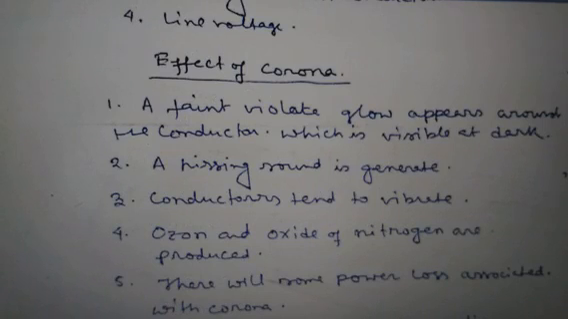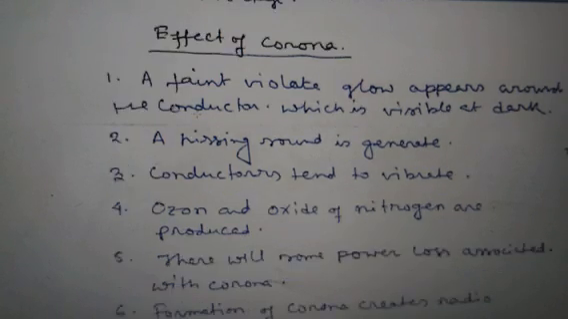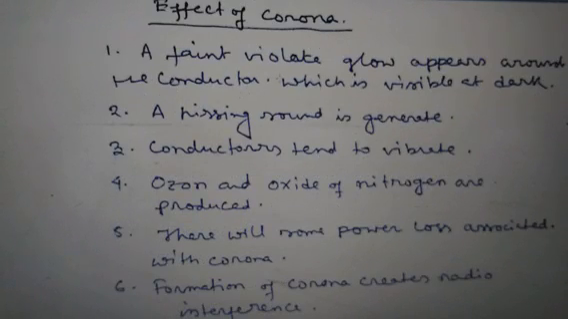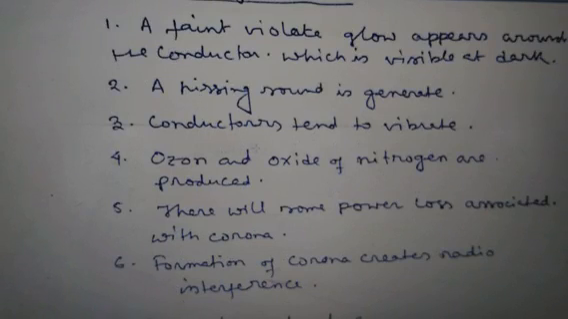First one, a faint violet glow appears surrounding the conductor, which is visible in dark situations. That means at night, corona is clearly visible in high voltage transmission lines. Next point, a hissing sound is generated in the surrounding area. Next point, the conductor tends to vibrate. There will be slight vibration when the corona is developed.